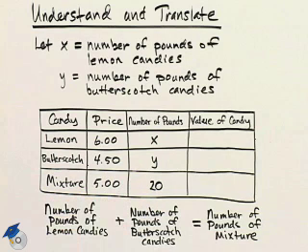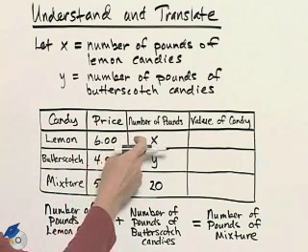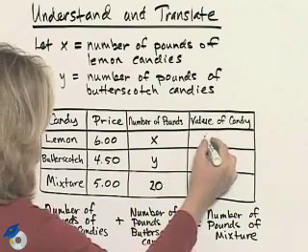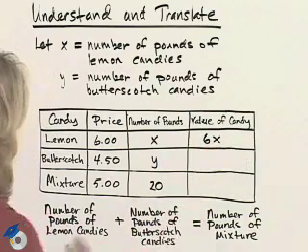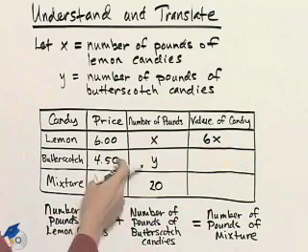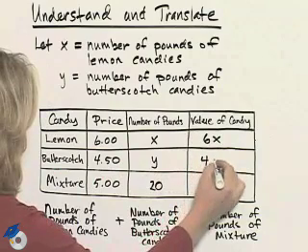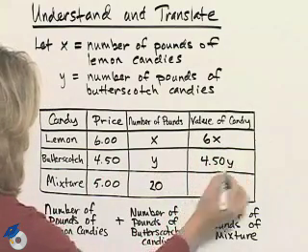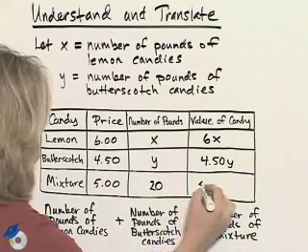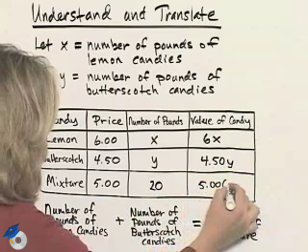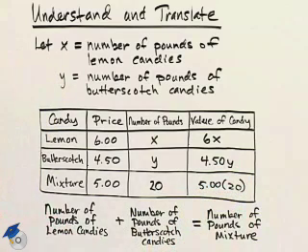The value of the candy then is the price times the number of pounds, so this will be 6 times x. This one will be 4.50 times y, and this will be $5 times 20. Now that will allow us to write two equations.